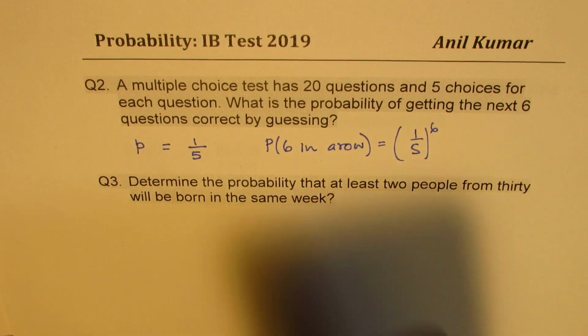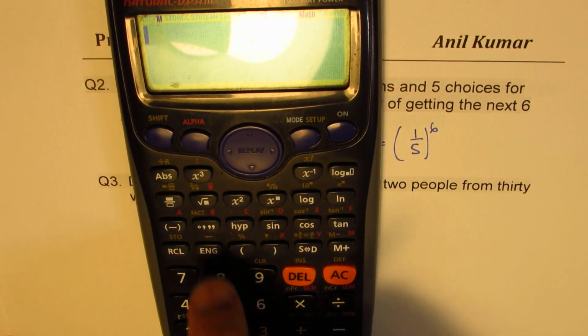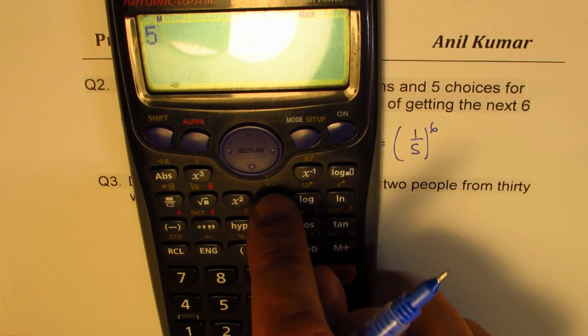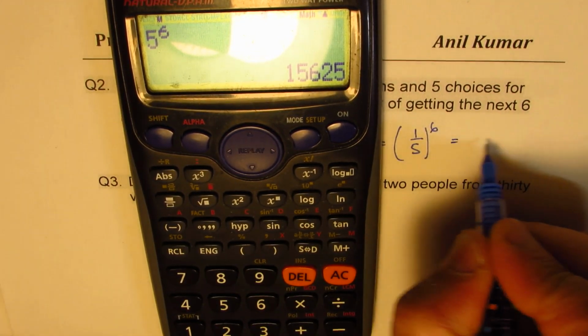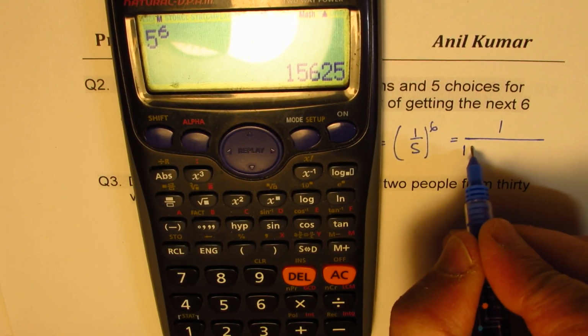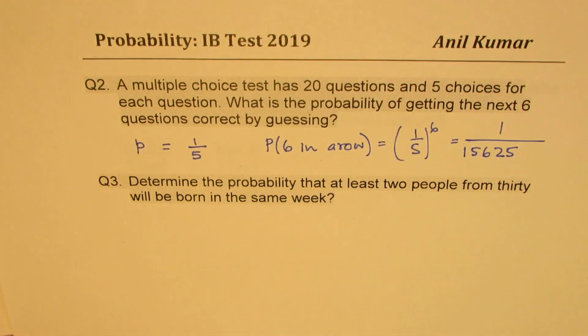So you can write down in decimal value, or you can write 5 to the power of 6 and write a fraction. This is equal to 1 over 15625. Correct? So that is how you could answer it. Question number 3.